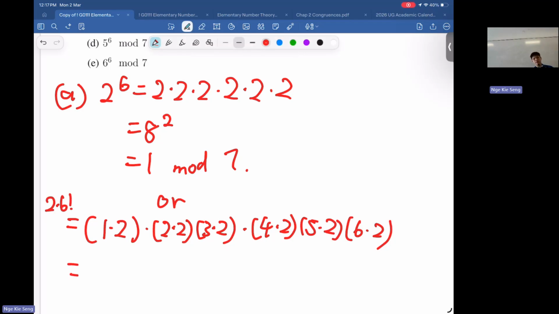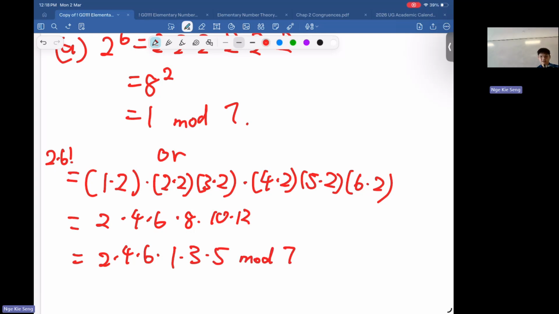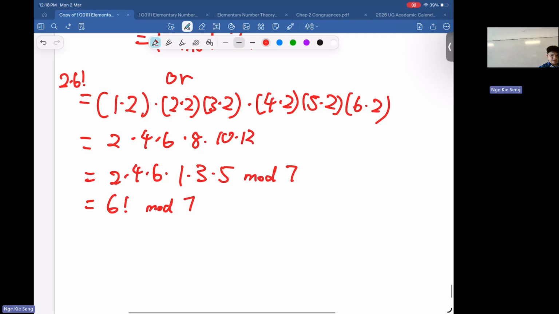Okay, so what do you get here? You get 2, 4, 6, 8, 10, and 12. But then, what you get here actually is 2, 4, 6, 1, 3, 5. Actually, you get a cycle of the remainders of 7 except 0. Yeah, 2 times 6 factorial is 6 factorial here. So, what do we see here actually?